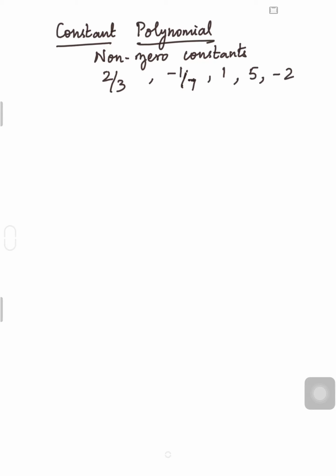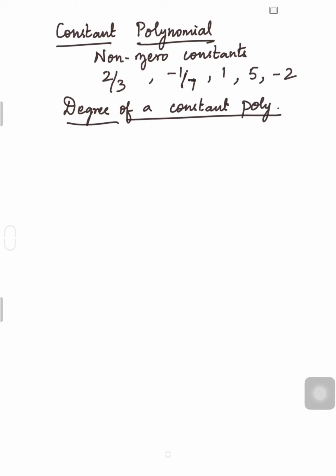So they are called constant polynomial. You need to know what is the degree of a constant polynomial. What is the degree of a constant polynomial? Suppose I say 2 by 3 is a constant polynomial. Is there any variable? No.